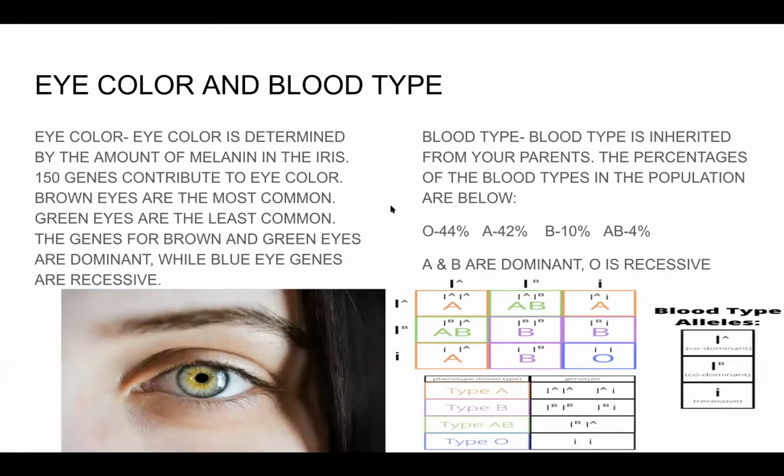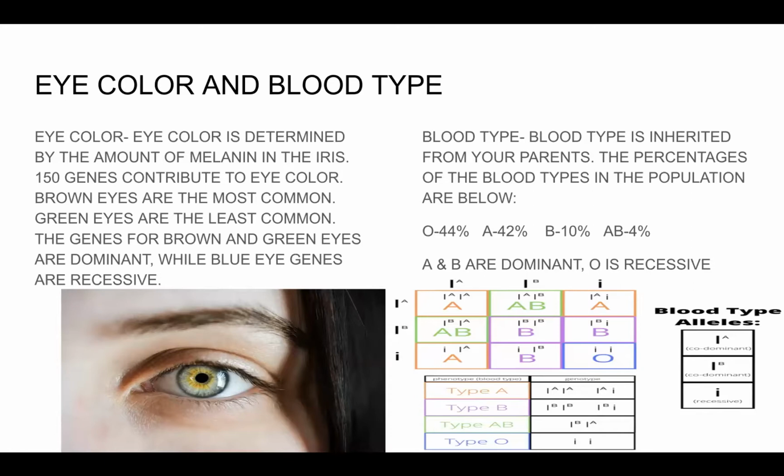The next one is eye color and blood type. Eye color is determined by the amount of melanin in the iris. There are 150 genes that contribute to eye color. Brown eyes are the most common. Those are the ones you see all over the world. Most people have brown eyes. Green eyes are the least common.